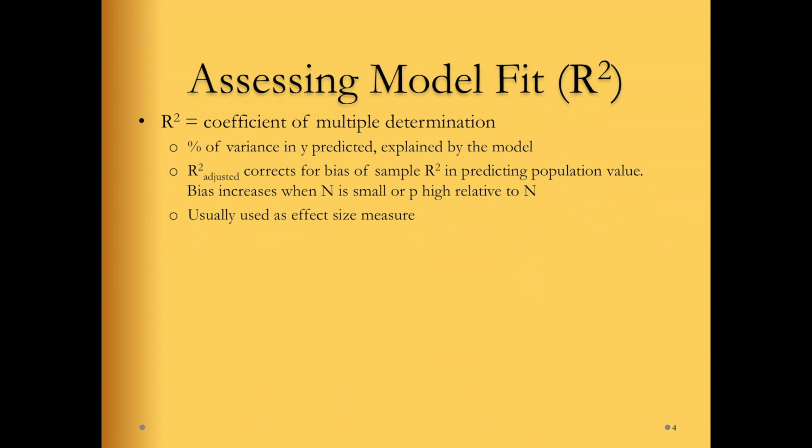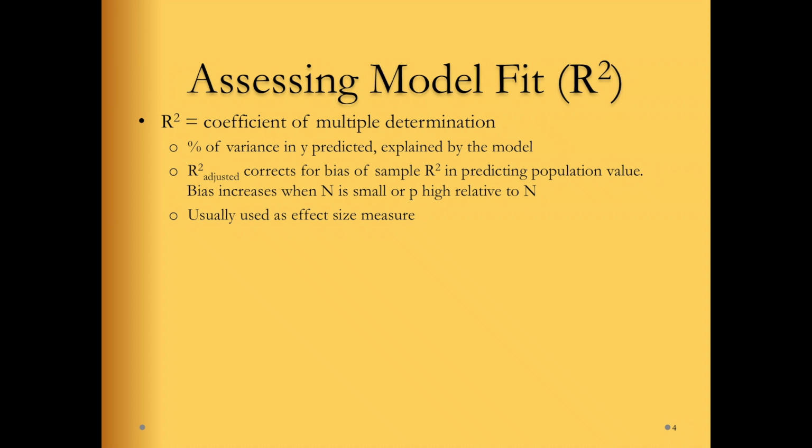In multiple regression, the most important statistic used to assess the fit of the model is big R squared, or the coefficient of multiple determination. It will be interpreted directly as the percentage of variance in the criterion predicted by the model or set of predictors. Because big R squared is a biased estimator of the population parameter, many researchers will report the adjusted big R squared. The smaller the sample, or the higher the number of variables, the more likely it is that the sample big R squared will be biased.